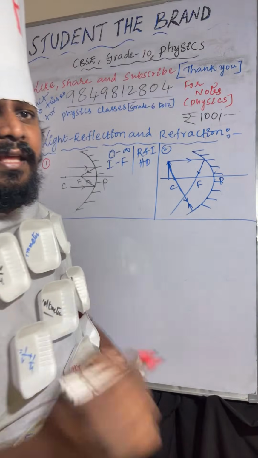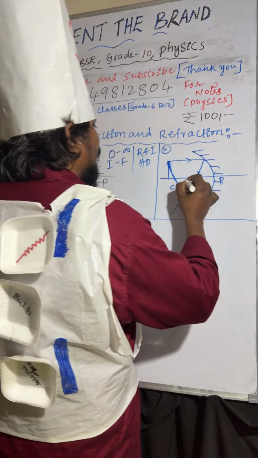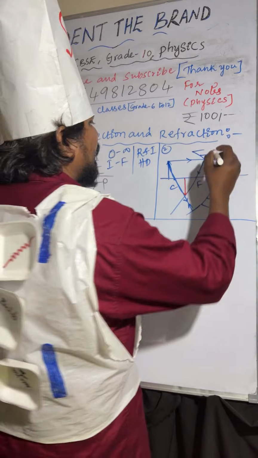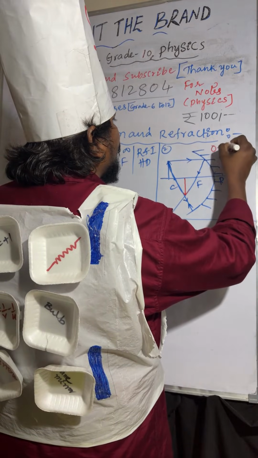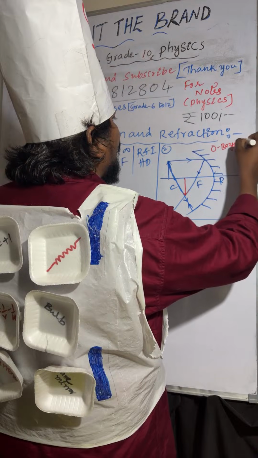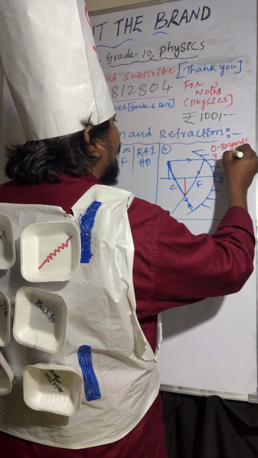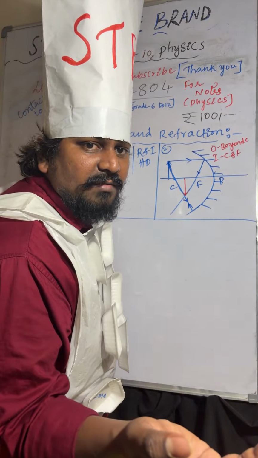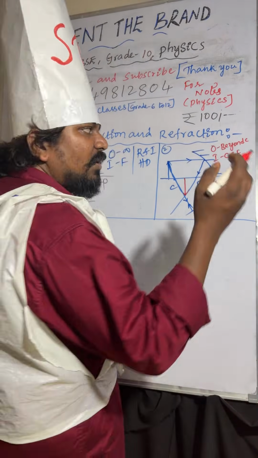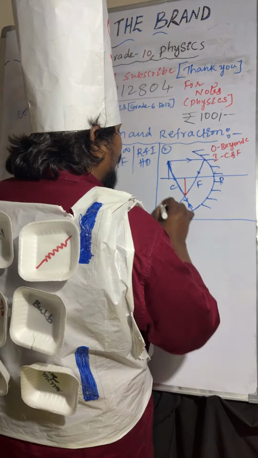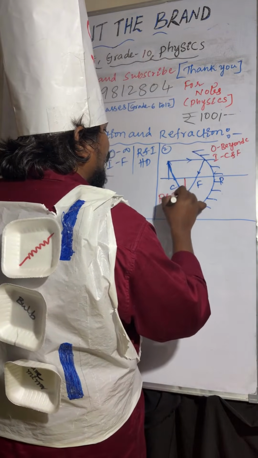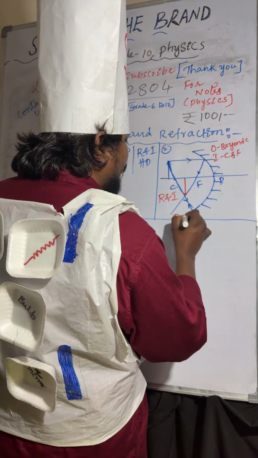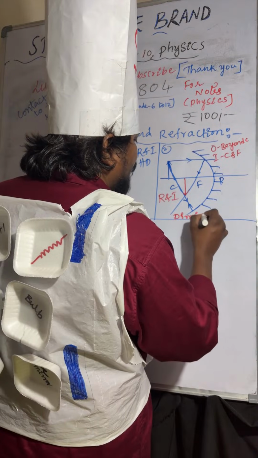So the image will form here. The object is placed beyond C, the image will form between C and F. The nature of the image is real, inverted, and diminished. Diminished image. Yes or no?